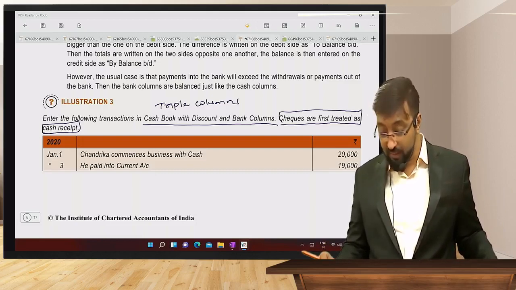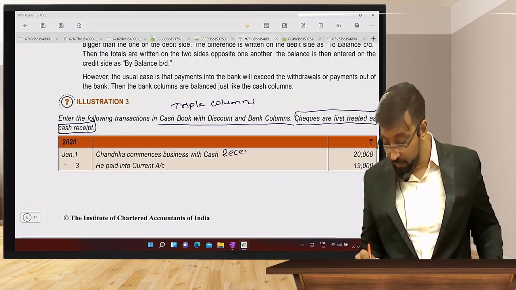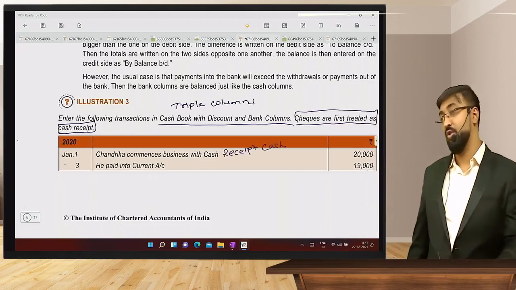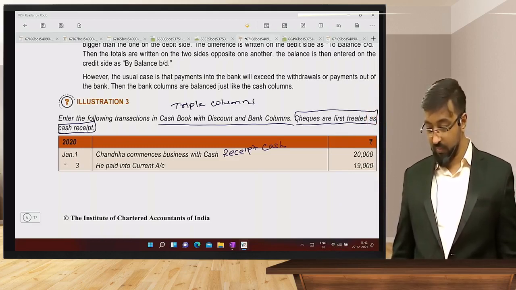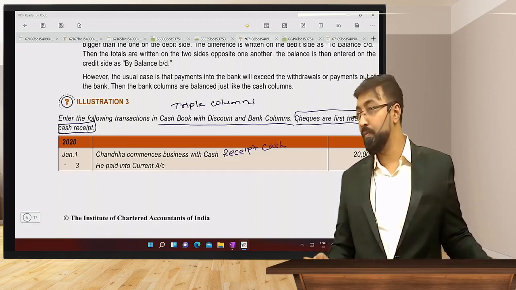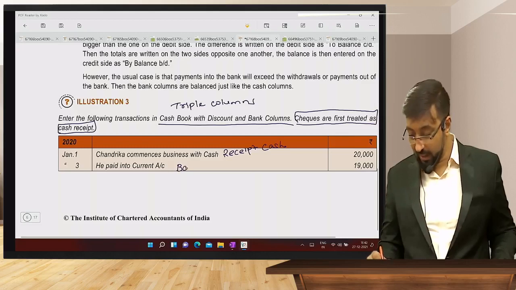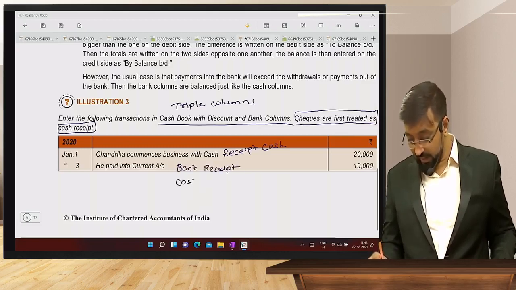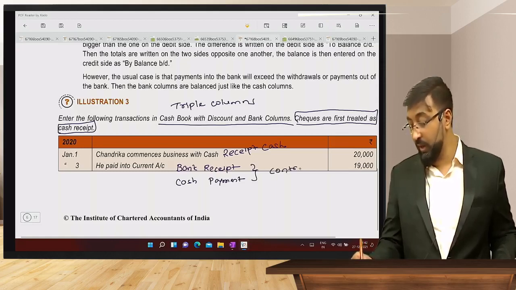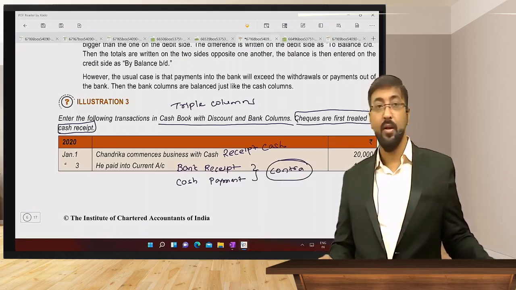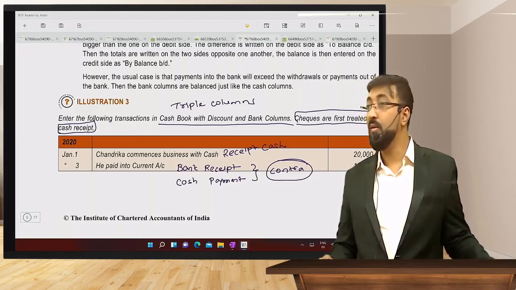Chandrika commences a business with cash. So what is the entry, beta? Cash account debit to capital. So in which column? Cash column. Receipts in cash column. So you can write over there, receipts, cash column. He paid into current account. Now which balance is increasing? Bank. And what is decreasing? Cash. So bank on the receipt side and cash on payment side. And whenever you are affecting both accounts, it is known as contra. Bank on the receipt side, cash on the payment side.